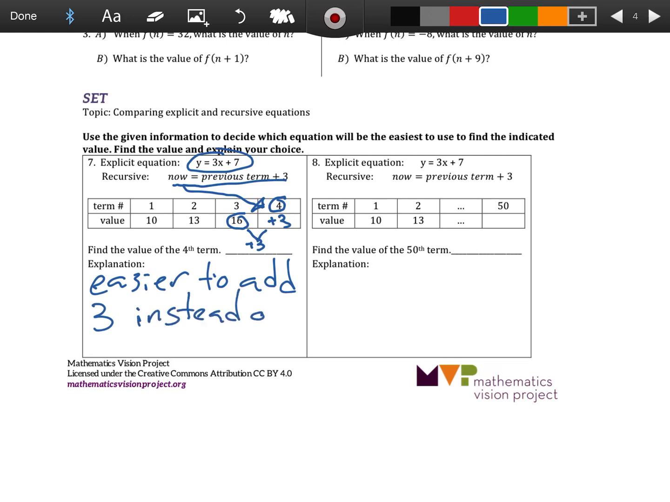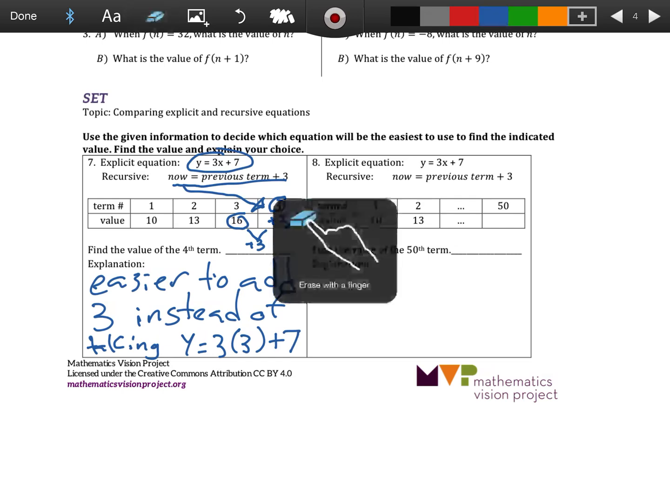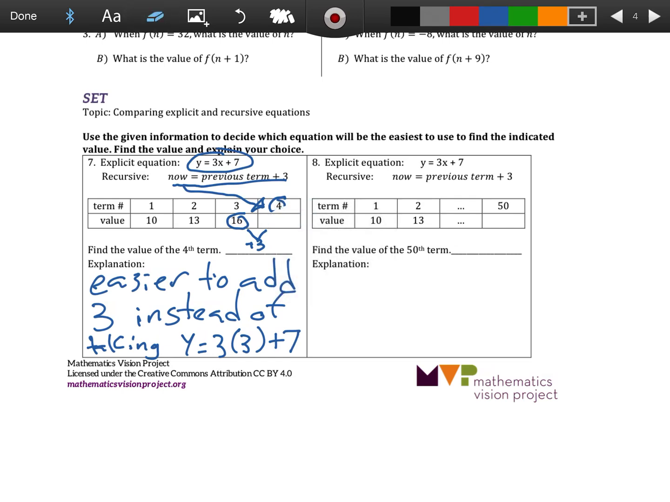So I would say it's easier to add 3 instead of taking y equals 3 times 3 plus 7. Oh, I should actually write the right number in, right? Instead of just adding 3. Okay, so 16 plus 3.